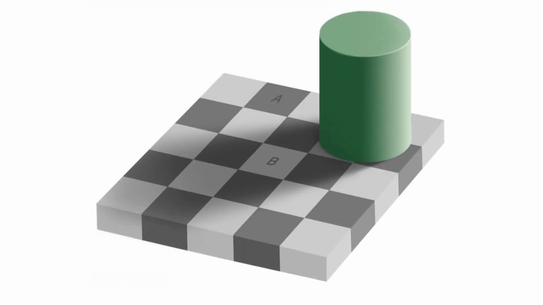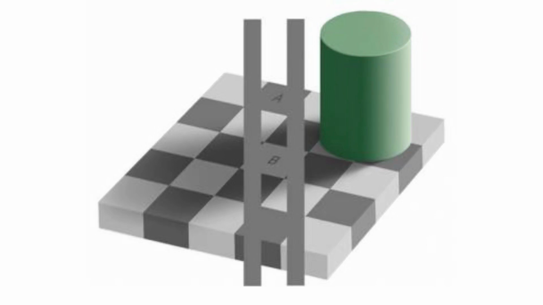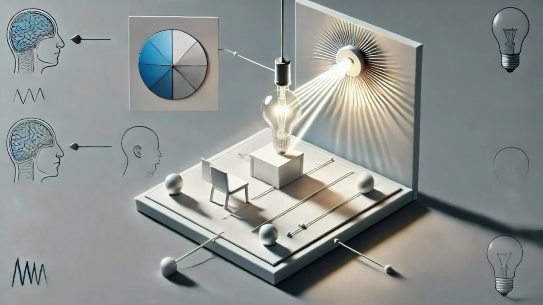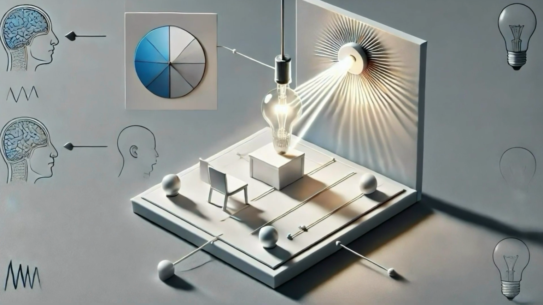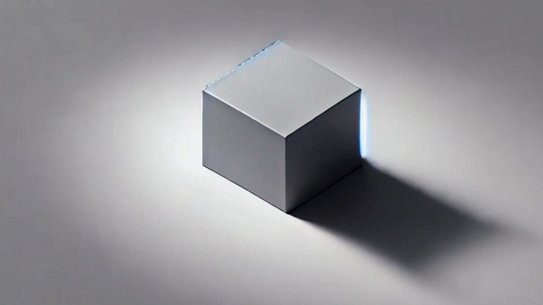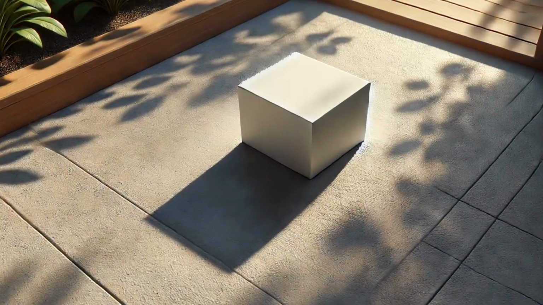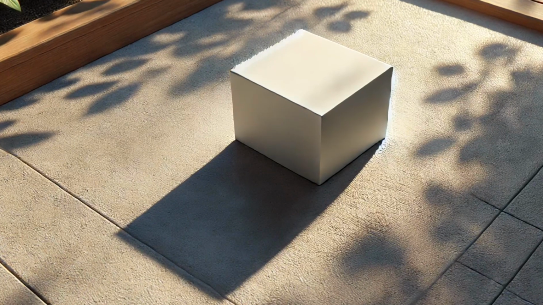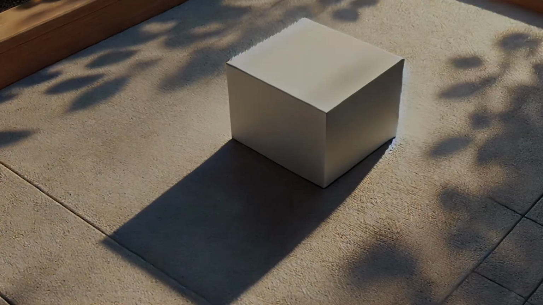But here's the trick. This automatic adjustment sometimes misleads us. Square B, which is inside the shadow, appears lighter than square A, even though they are identical in color. Our brain relies on context. Shadows make things seem darker, and bright areas seem lighter. This illusion is a powerful reminder that our visual system isn't perfect. It's just doing its best to make sense of the world.